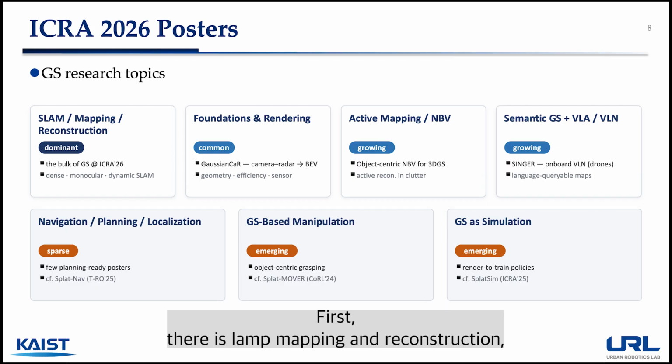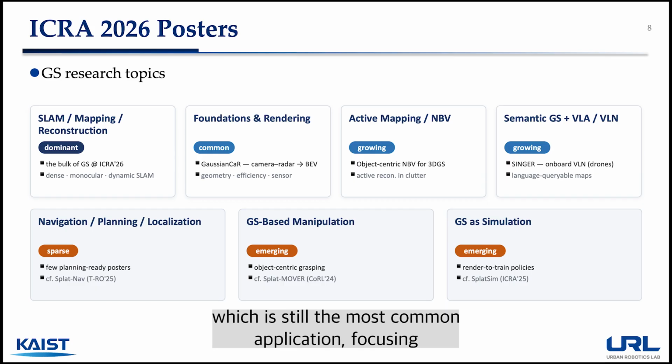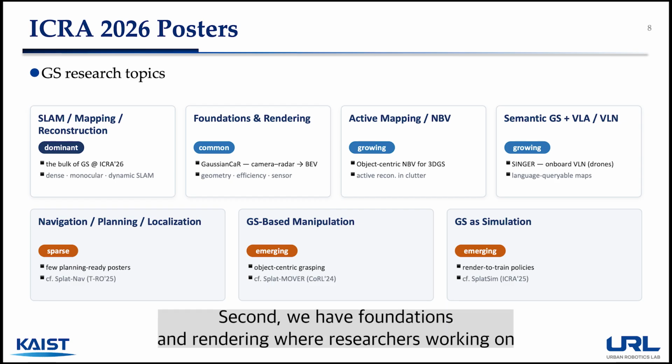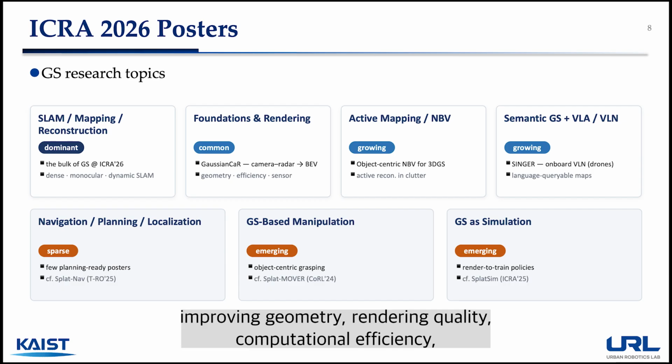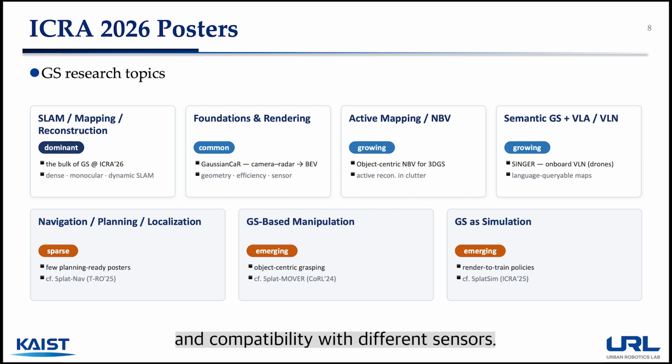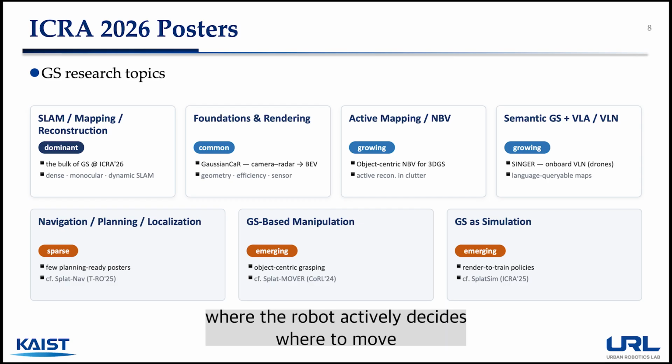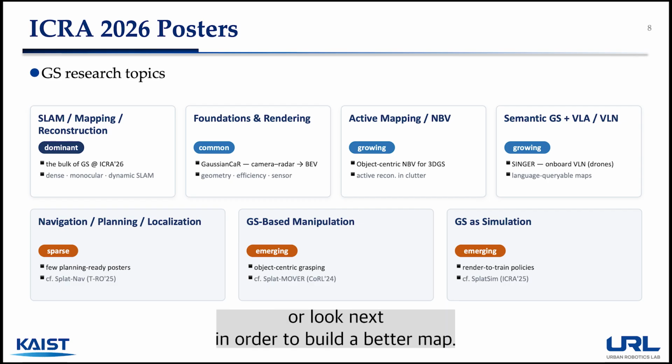First, there is SLAM, mapping and reconstruction, which is still the most common application, focusing on building dense and visually rich 3D maps. Second, we have foundations and rendering, where researchers are working on improving geometry, rendering quality, computational efficiency, and compatibility with different sensors. Another growing area is active mapping and next best view planning, where the robot actively decides where to move or look next in order to build a better map.